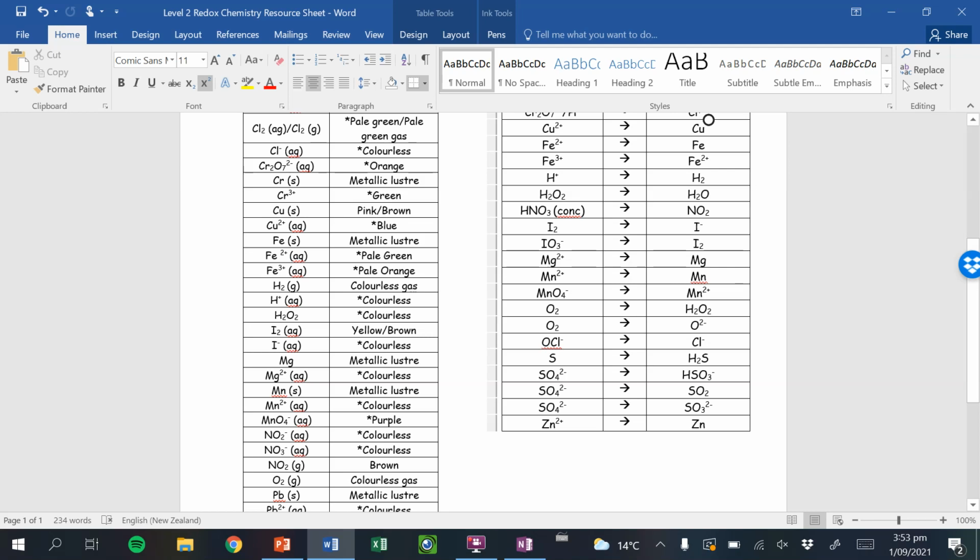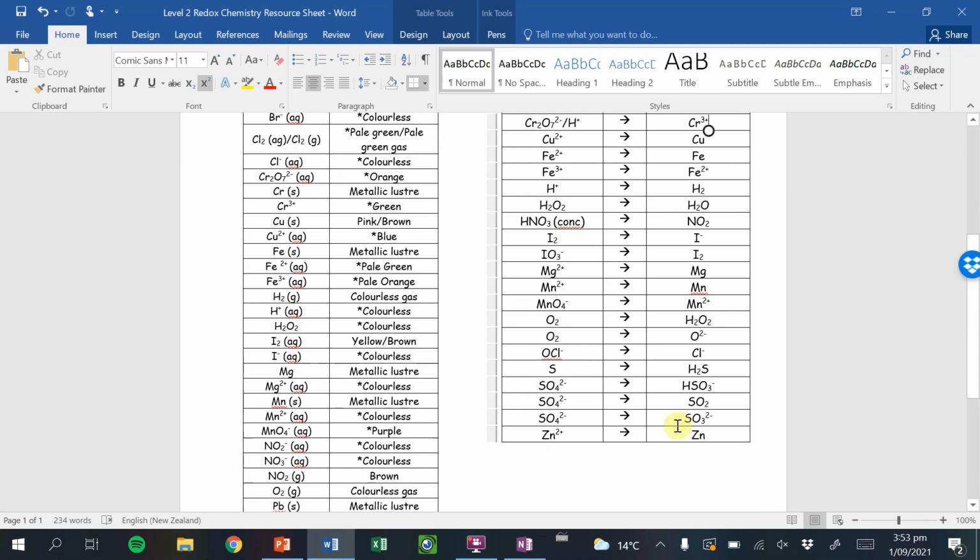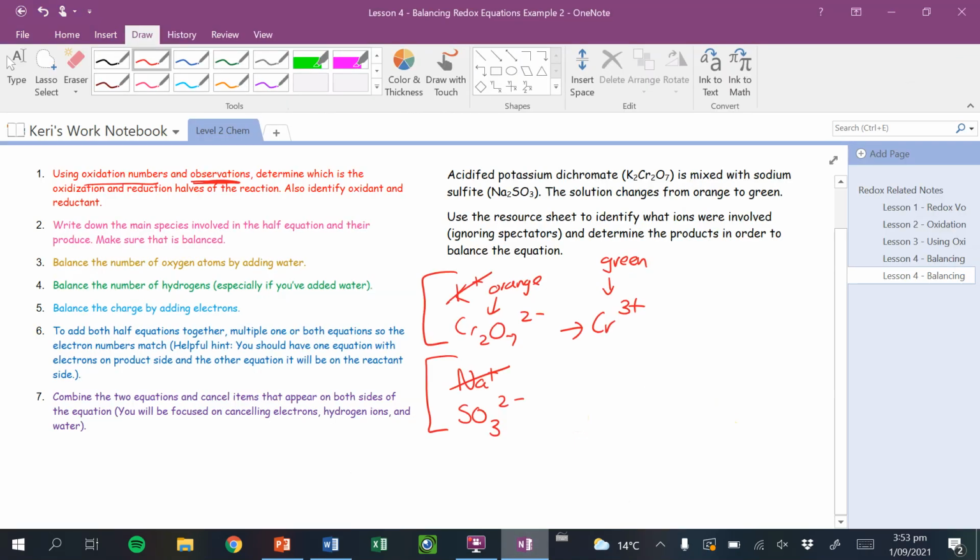But I know I need to pick something from this side of the table, and I can see that my sulfite is here, going this direction to my sulfate. That's how I figured it out. So hopefully that makes sense. Just do lots of practice. Anyway, this guy here is going to SO4 2 minus.